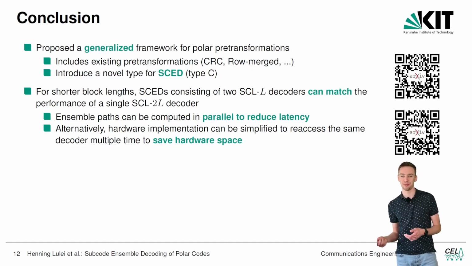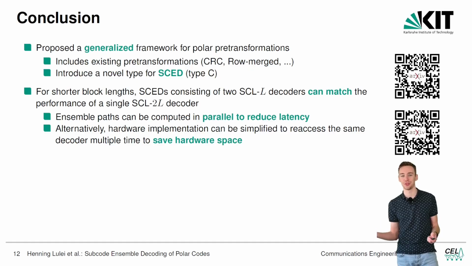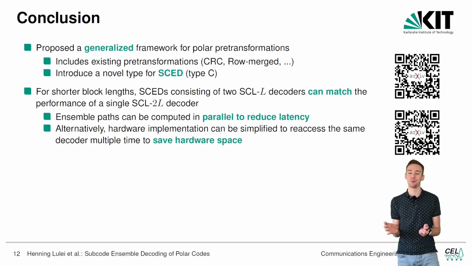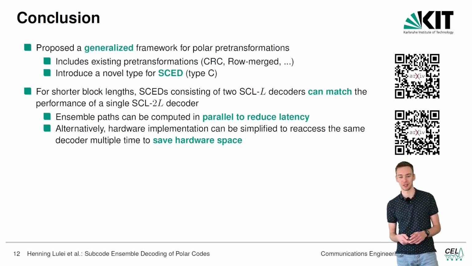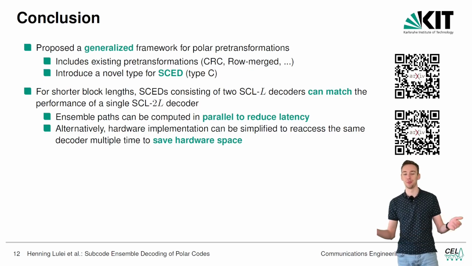Alternatively, if latency is not as big of an issue, but hardware space is, you can implement all paths in one decoder. Because the paths are basically the same, they only reference a different pre-transformation, we have one hardware decoder and the different pre-transformations implemented next to it, which can save on hardware space when implemented correctly. So we saw that using this approach, we can actually reduce some of the negative consequences of increasing the list size by actually not increasing list size, but using multiple decoders which operate on different subcodes.